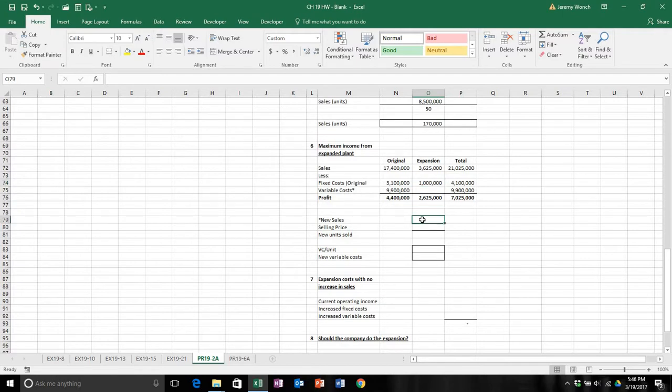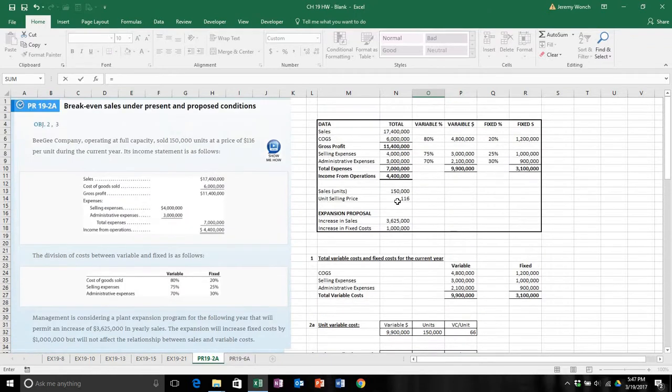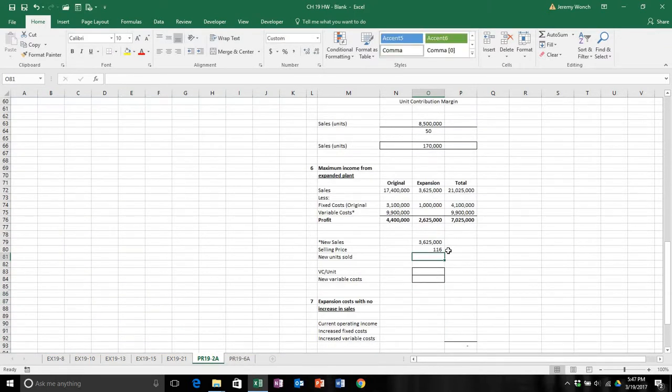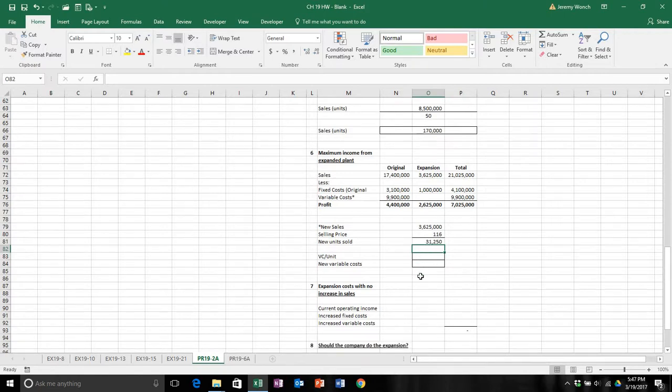And so to figure this out, we want to take the new sales that we're going to have, so the 3.625, and plug in our selling price, which is 116,000 units. So now if we divide that, that means we're expecting to sell 31,250 more units.